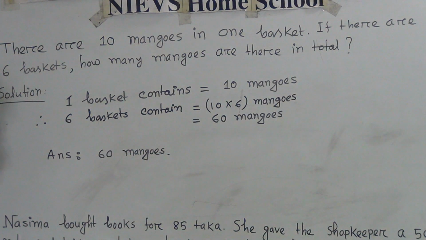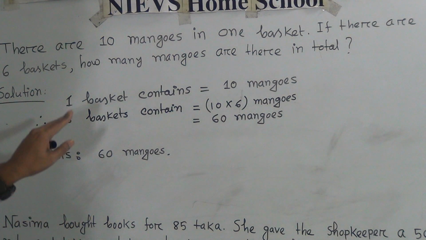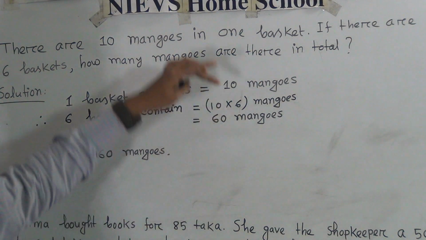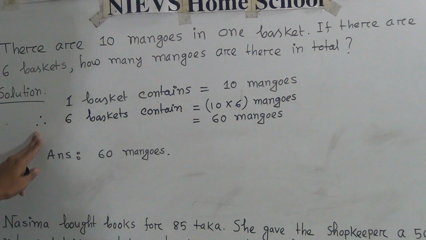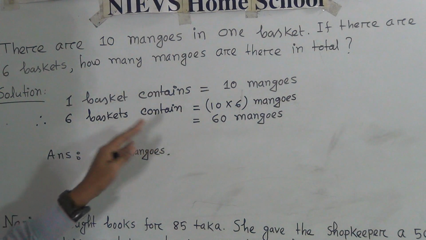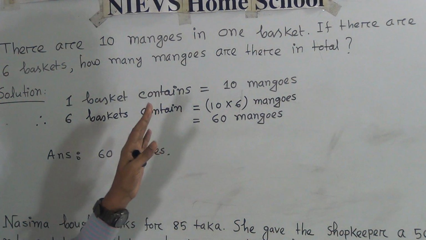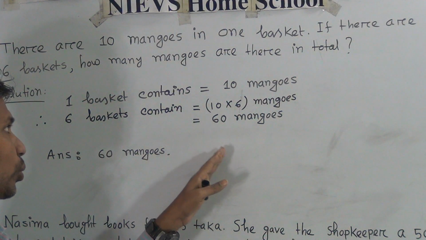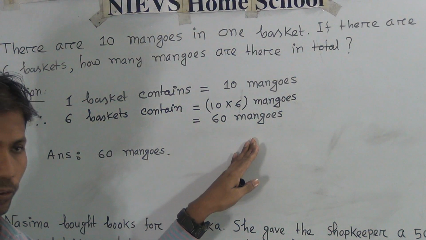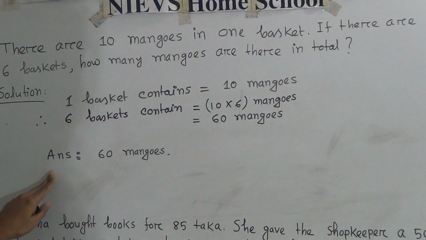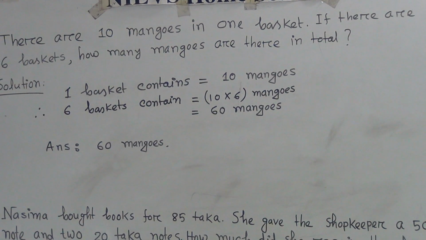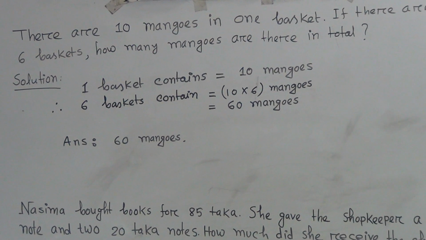Okay, student, I hope you understood. In one basket there are 10 mangoes, therefore 6 baskets contain more mangoes. That means 10 into 6. This is equal to what? 60 mangoes. Now write the answer, 60 mangoes. Now I will solve question number 2.